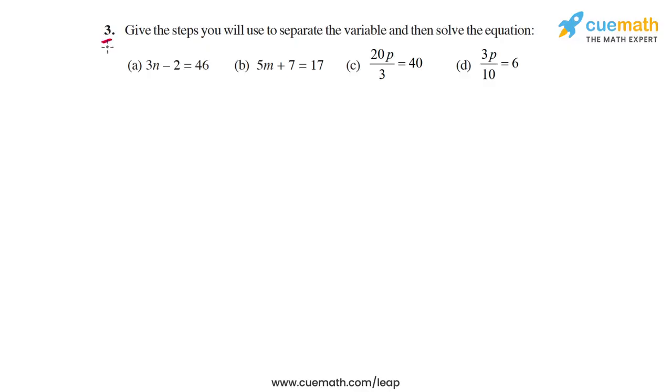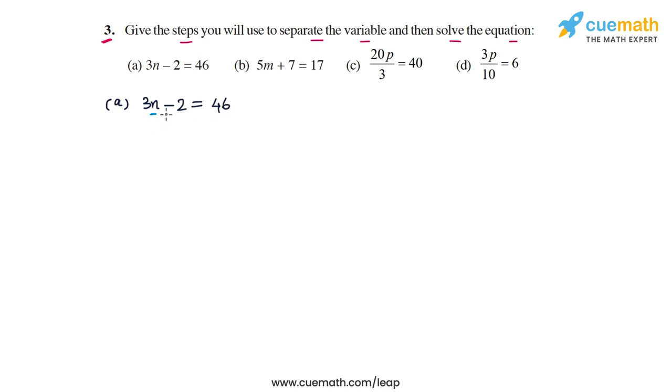In question 3, we are given these 4 equations that you see. For each equation, we have to give the steps we will use to separate the variable and then solve the equation. So let's start with the first equation in part A. The equation is 3n minus 2 is equal to 46. So we have to separate the variable n.